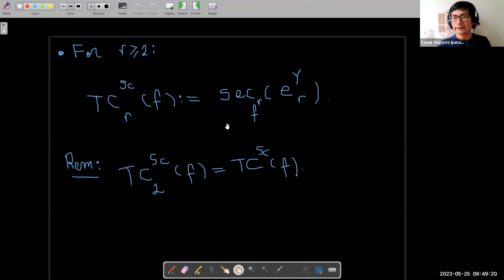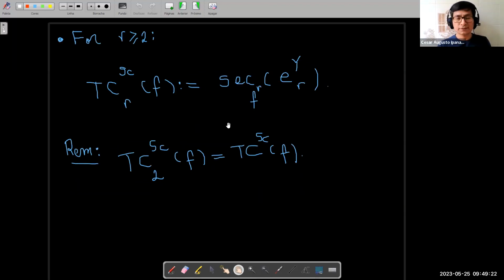A natural generalization of Scott's TC is considered for any r greater than or equal to 2: the r-th hierarchy TC of Scott is the relative sectional number of this fibration with respect to this product. For r equal to 2, it coincides with the Scott TC.